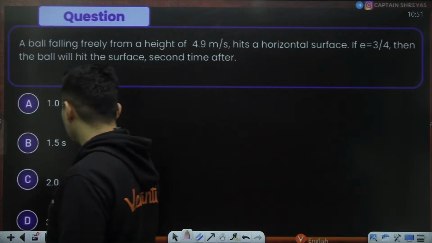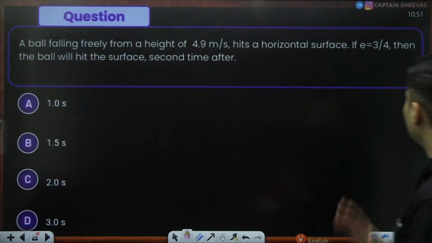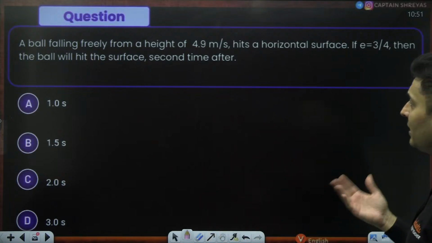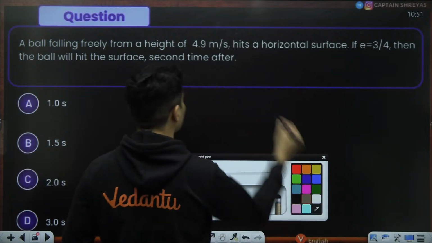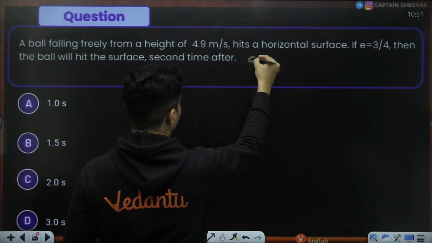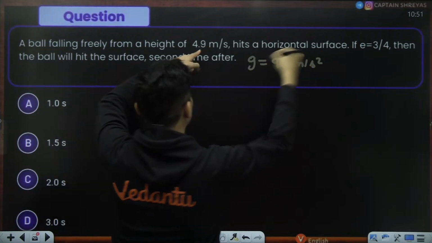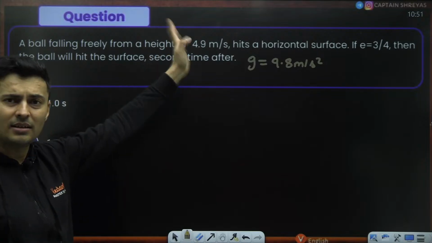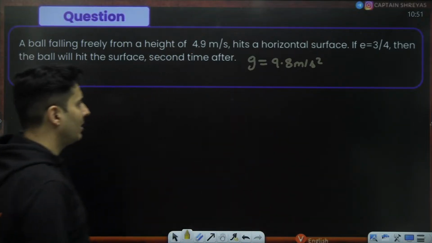Moving on to the next question. A ball falling freely from some height hits a surface is this much. Then the ball will hit the surface second time after how much time? I'm assuming in this question G value has to be taken as 9.8 because of this particular value, because usually 4.9 is a multiple of 9.8. So I'm guessing G is 9.8.